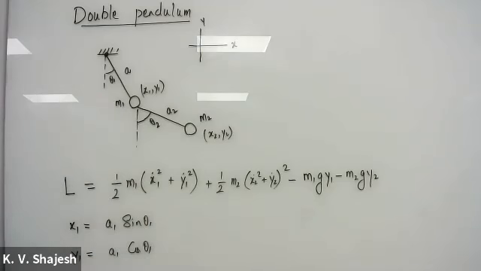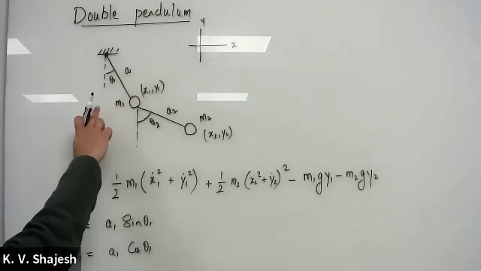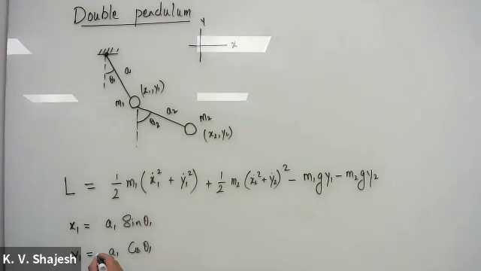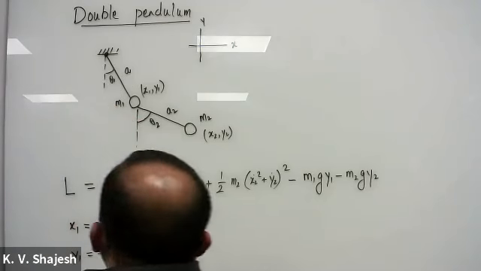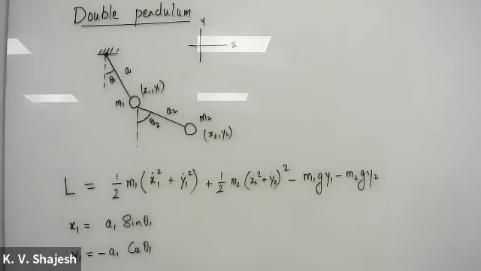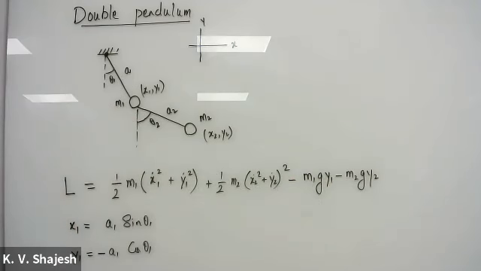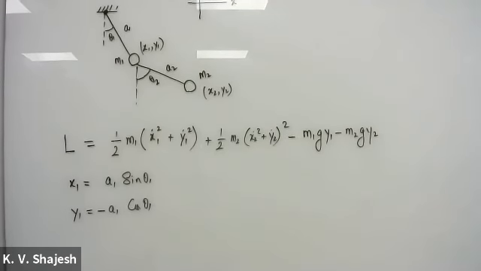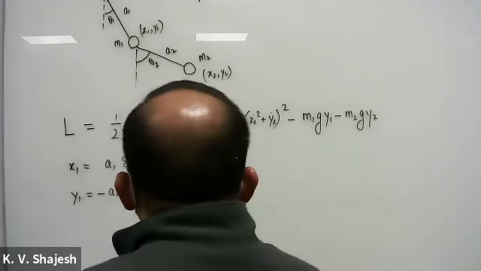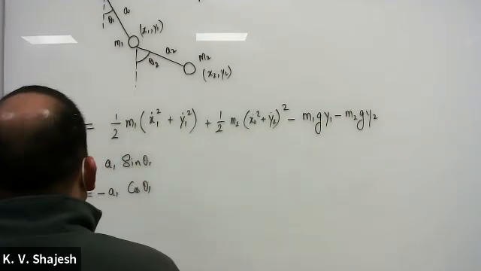But it's pointing here, so we'll say this is minus A1 cosine theta 1, keeping our X and Y as the usual coordinates. And this is visible, I suppose. Yeah. Okay. So that's your X1 and Y1.